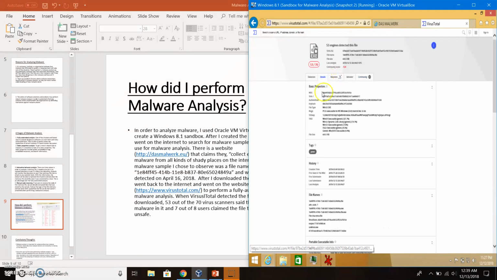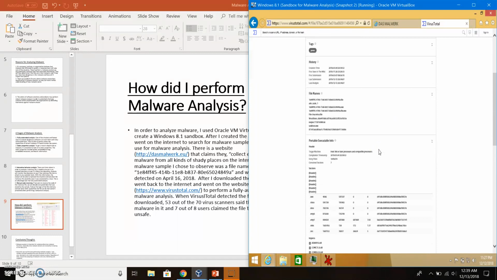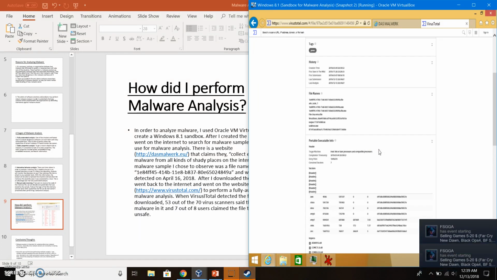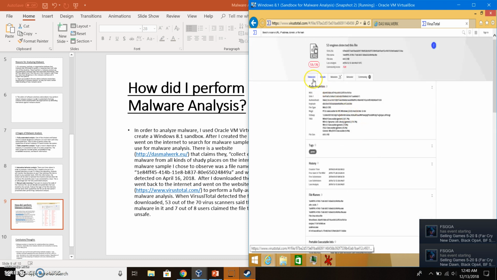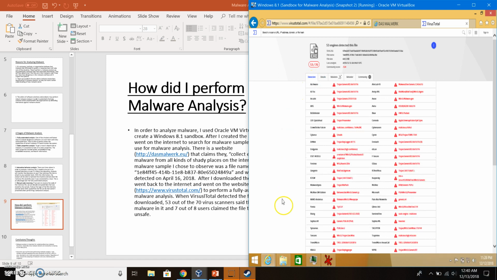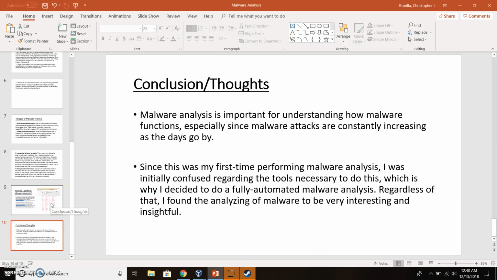And as you see here, if we go to the details tab, there are basic properties of the file, like the file type is a Win32 executable. Just the history about it, the name of it, portable executable info, stuff like that. Malware analysis is important for understanding how malware functions, especially since malware attacks are constantly increasing as the days go by.